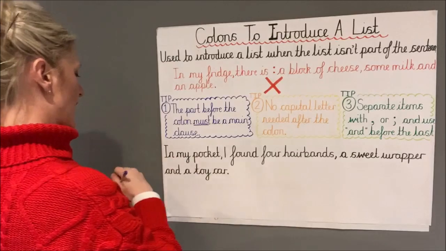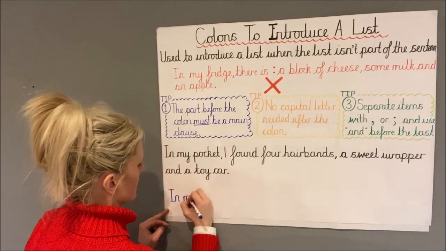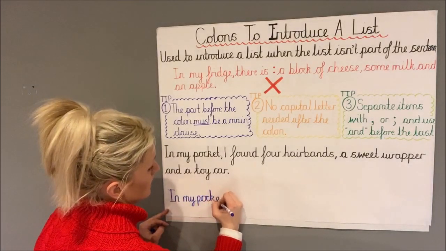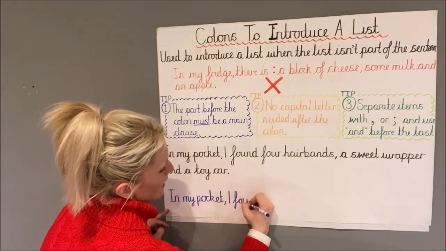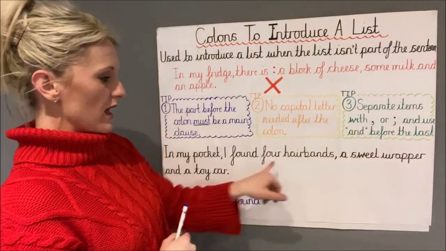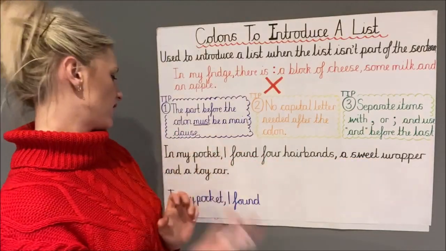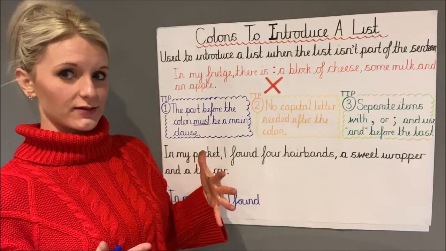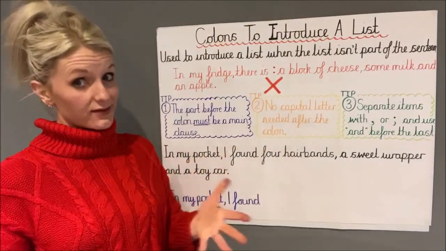So I'm going to start off with in my pocket. In my pocket, remember the comma, I found, and then before I put my colon, I need to think of a word that's going to represent all 3 of these things. So hairbands, a sweet wrapper and a toy car. So I'm going to say some random things. You might choose to use the words a variety of things or some things.